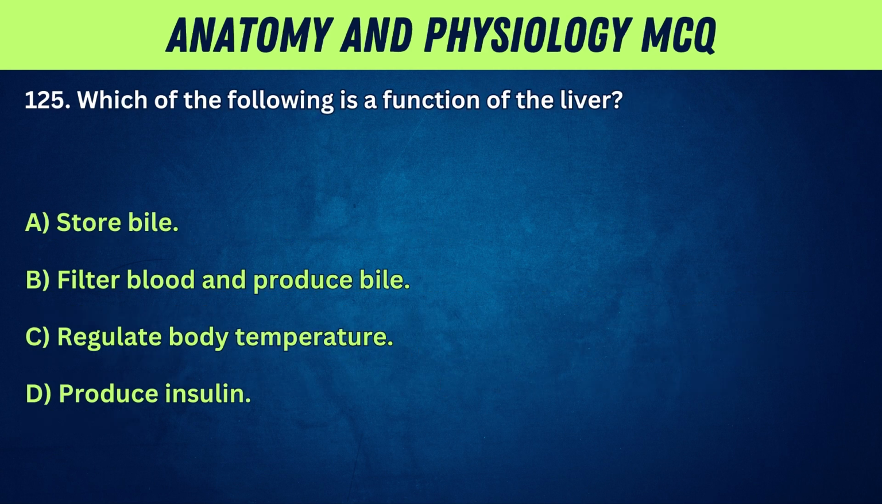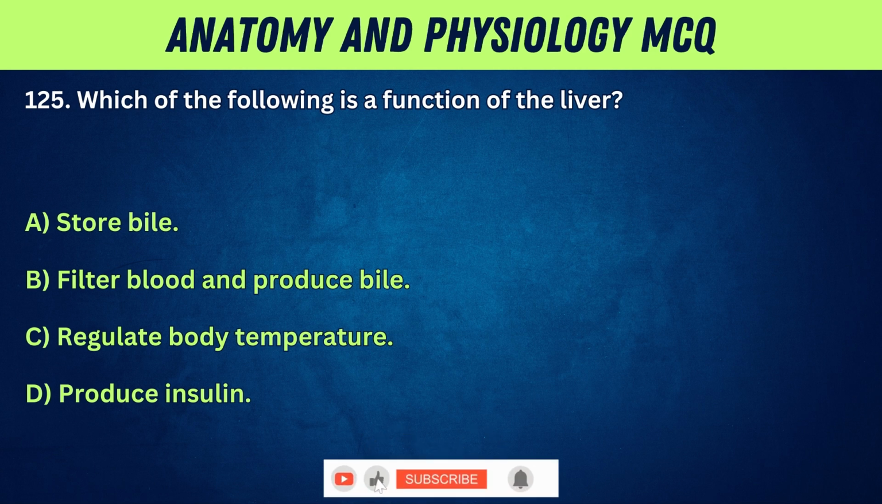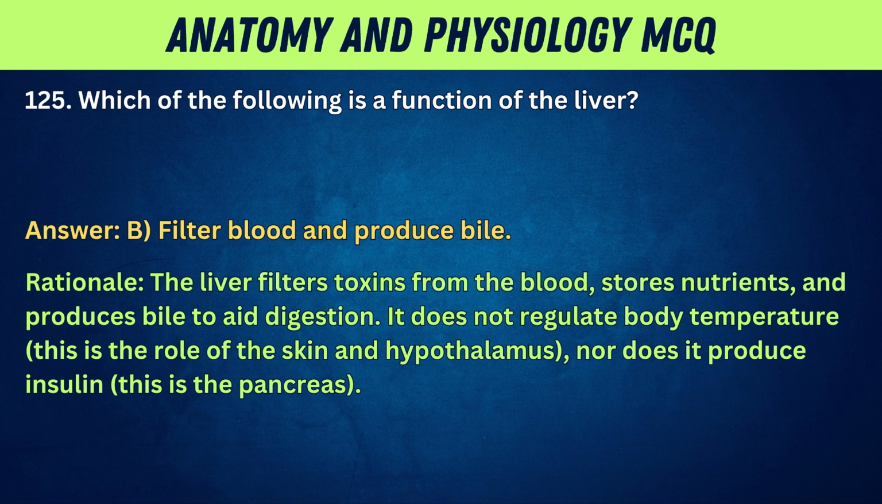125. Which of the following is a function of the liver? A. Store bile. B. Filter blood and produce bile. C. Regulate body temperature. D. Produce insulin. Answer: B. Filter blood and produce bile.